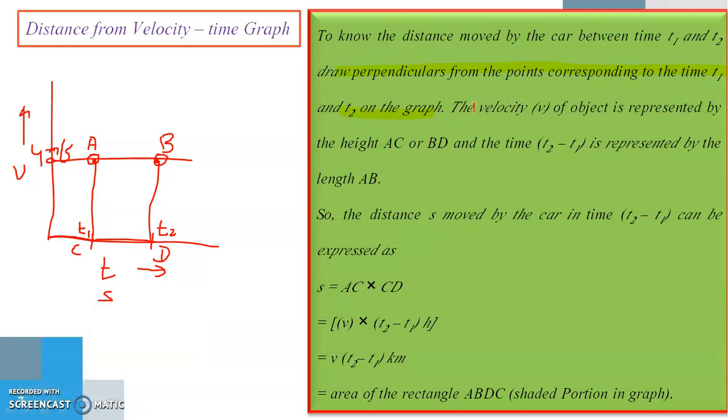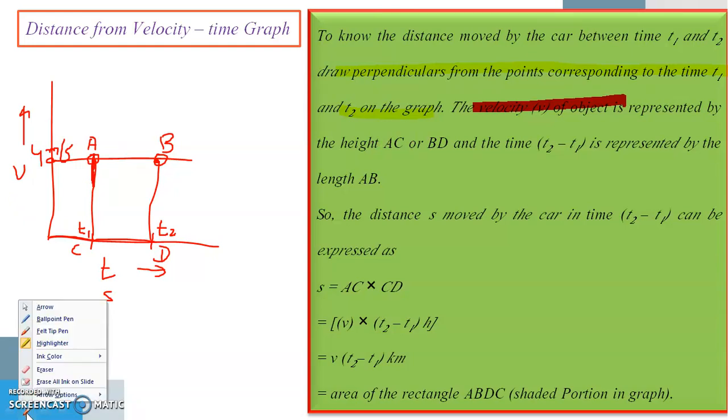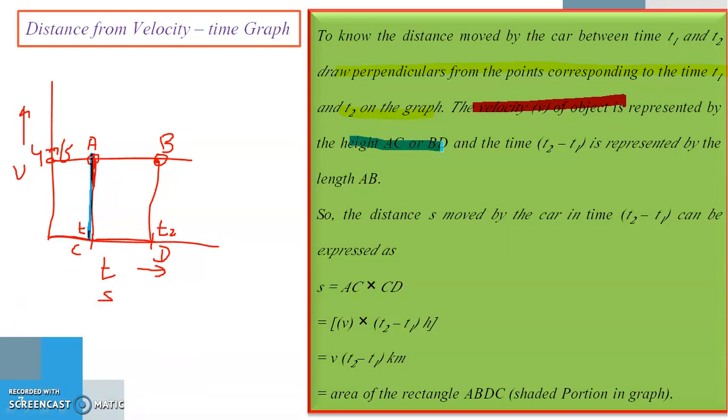And here the velocity is given by AC. This will represent the velocity, AC or BD. AC or BD are the same thing, and time is represented by the length AB. So you can say that here velocity is represented by AC, or you can say BD, and time is represented by this length AB or CD.